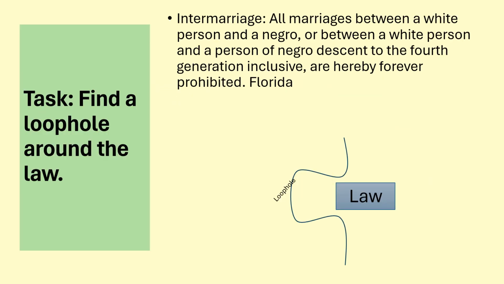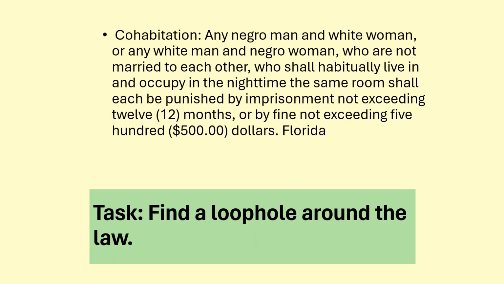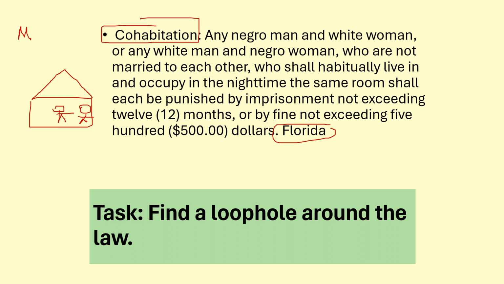Here we have another task. You need to find a loophole around this marriage law, which is restricting races from getting married. And you want to try to figure out a way around this particular state law for Florida. This is the loophole from the prior law. So we have one law that says you are not allowed to get married. I would then imagine that people found a loophole in the law by just cohabitating, meaning they're living together, which then prompted the state of Florida to pass another law, cohabitation, which is basically going to figure out a way to prevent incidents like this from occurring.